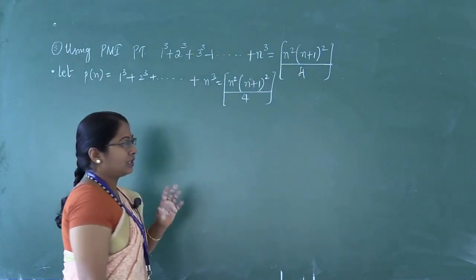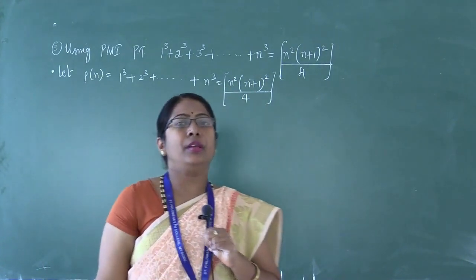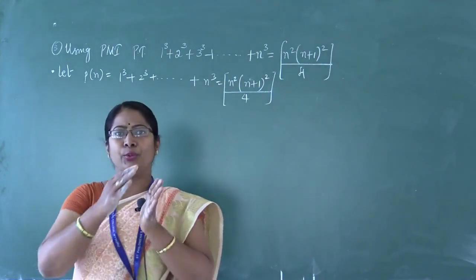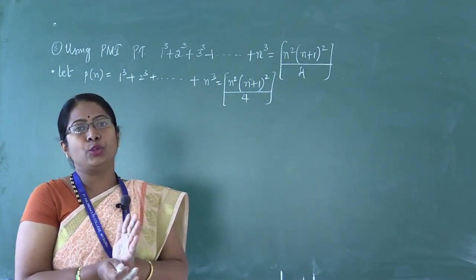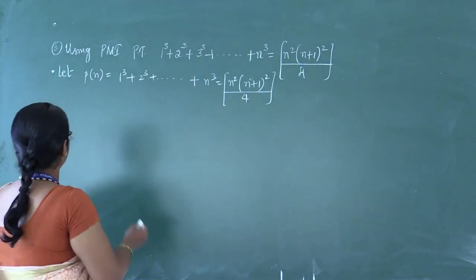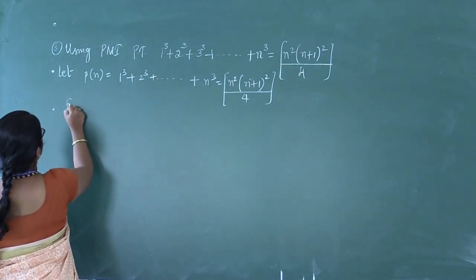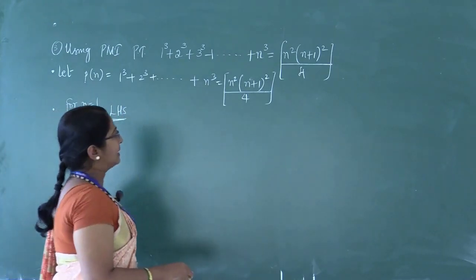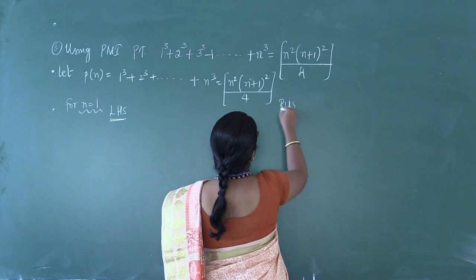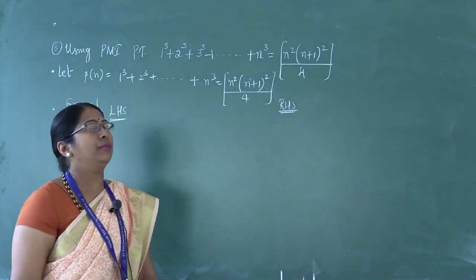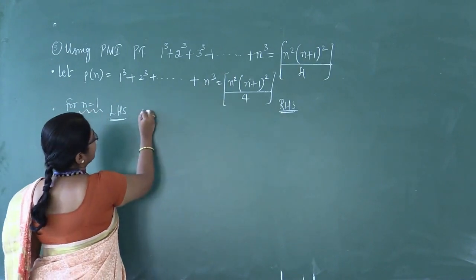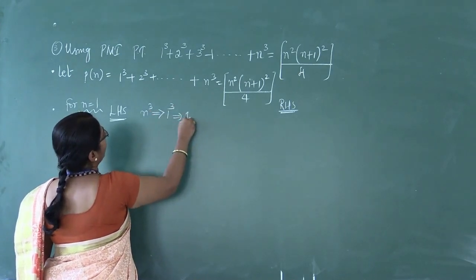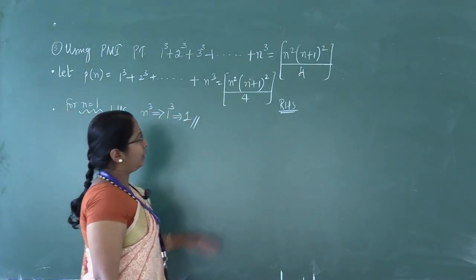Clear? This is the first step. What is the second step? Assume the given statement is true for n equal to 1. That is, we are proving LHS is equal to RHS by assuming the value of n is equal to 1. So, for n is equal to 1, we shall check what is LHS and we shall also check what is RHS. LHS now. Which is the nth term of LHS? N cube. In place of n cube, which value will you put? 1. 1 cube will sum up to what? 1 itself.